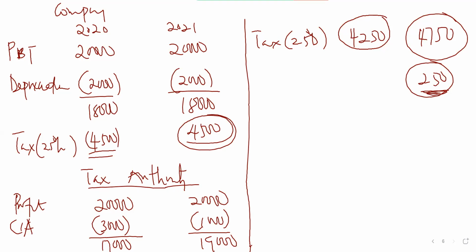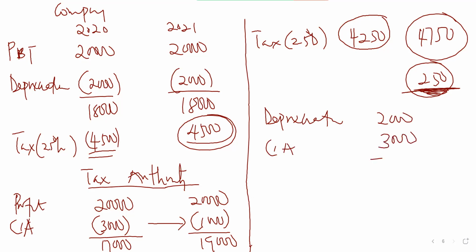Yes. Okay. So what we are saying is that this 250 that you are going to pay as an excess in 2021, make provision for it today. That is the deferred tax. So you can see the differences. Look at this. What is the difference in the depreciation and capital allowance for the first year? Depreciation was what? 2,000. Capital allowance was what? 3,000. What is the difference?